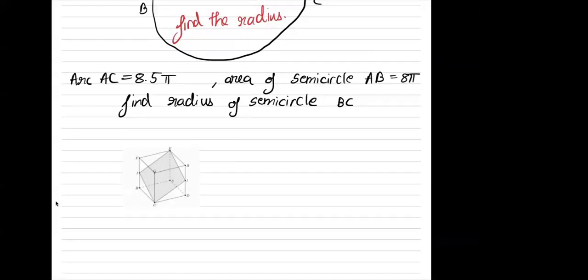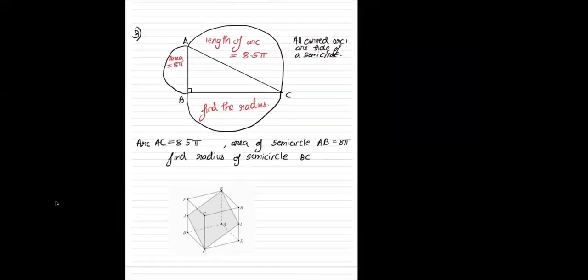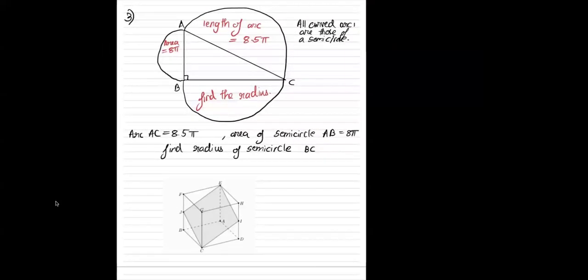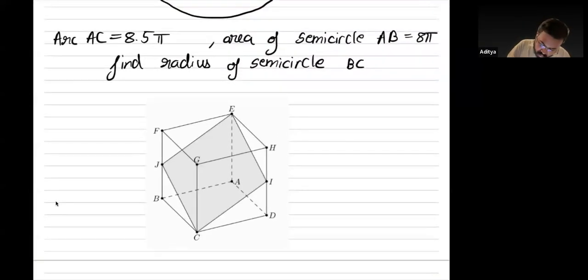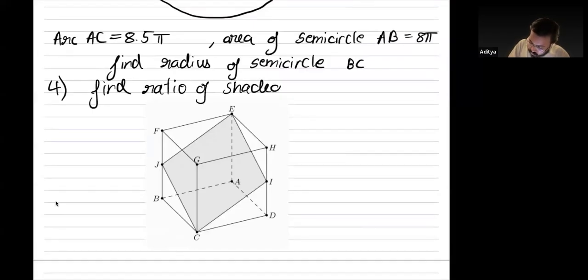So could you scroll up a little bit? Just a second. Okay, so question number 4 is: find the ratio of the shaded region to one face, that of one face.